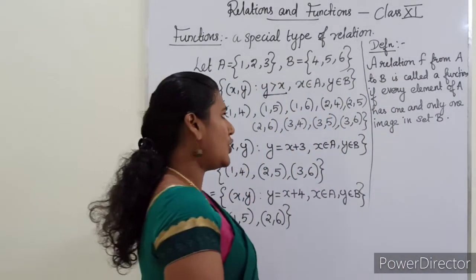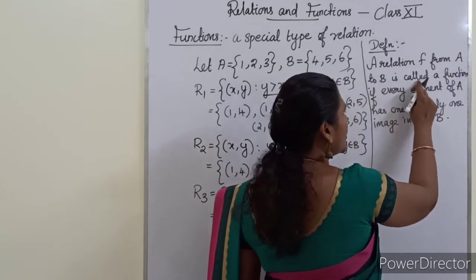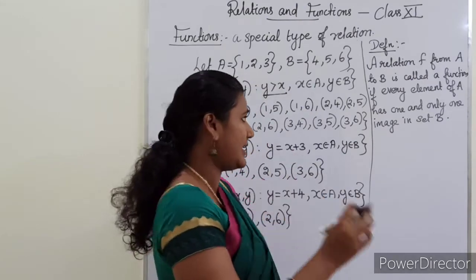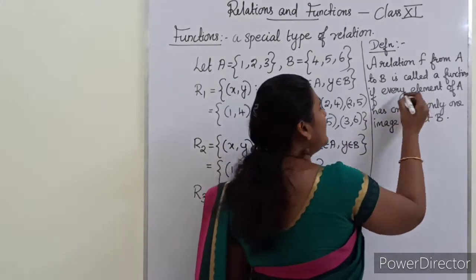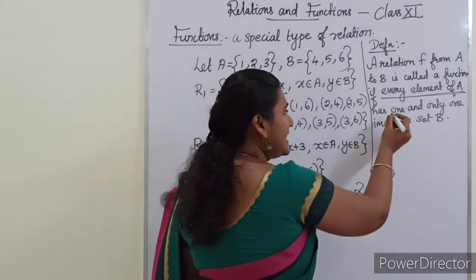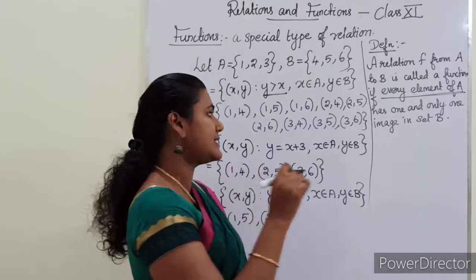I will explain one more time. A relation f from set A to B is called a function. When can we call a relation a function? This is the condition: every element of A, it's very important, every element of A has one and only one image in set B. This condition only.